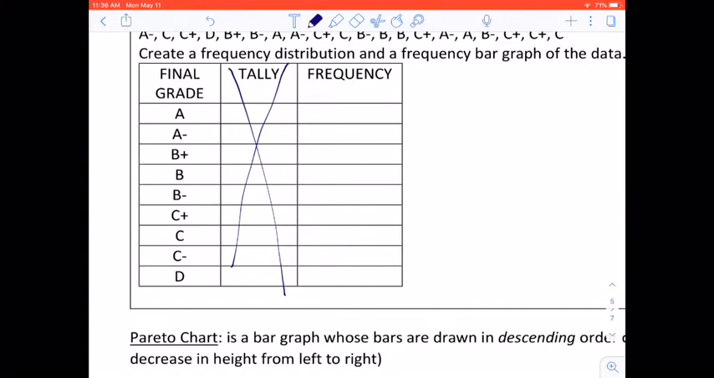So I have an A, there's 2 of those. A minuses, there's 3. 1, 2 B's, 3 B minuses, 5 C pluses, 3 C's, 0 C minuses, and 1 D.